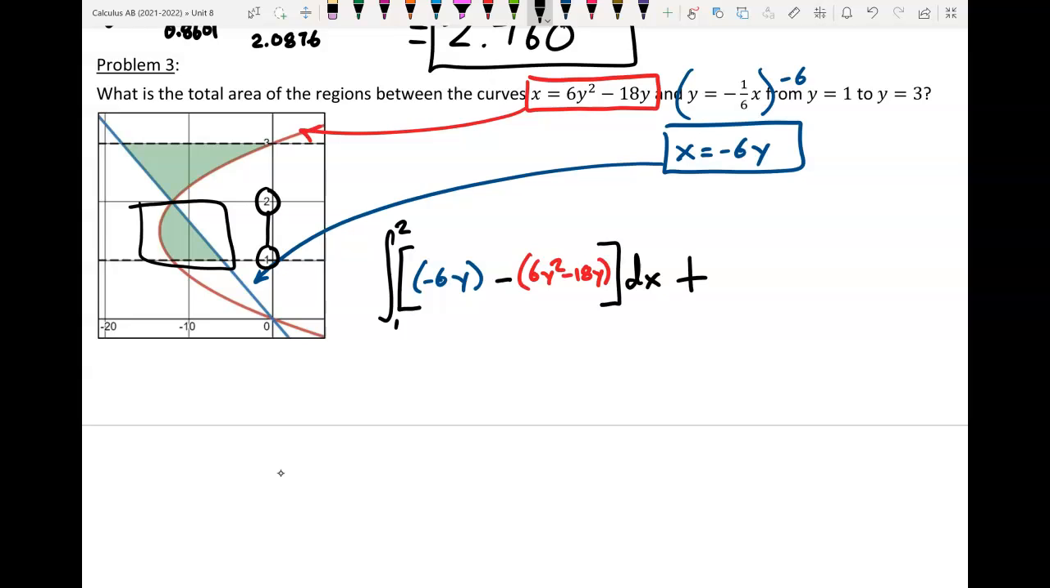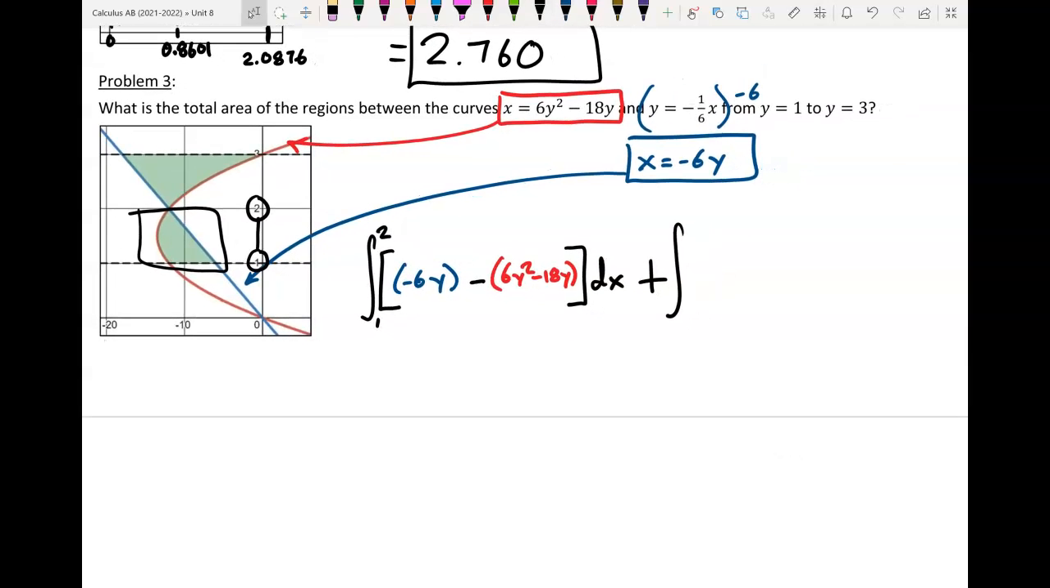dy. Okay, how am I going to write out my integral for the second area? What's my bounds? 2 to 3. And then, yes, those get flipped, because what's on the right this time? The red function, my 6y squared minus 18y, except I used pink instead of red, but close enough. And then that would be minus my blue function, negative 6y.